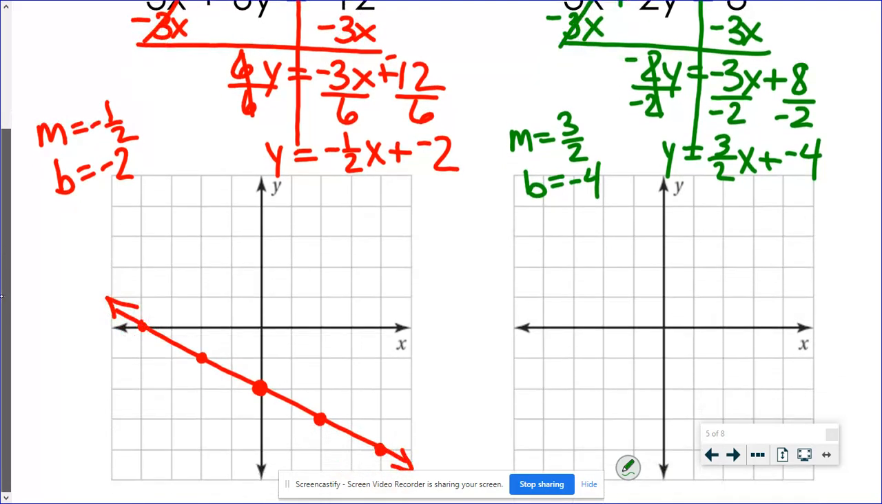So on my graph, negative 4, 1, 2, 3, 4 is down here. A positive 3 over 2 slope is going to go up 1, 2, 3 over 2. And I would do that a couple of times. So up 1, 2, 3 over 2. And right there's our line.